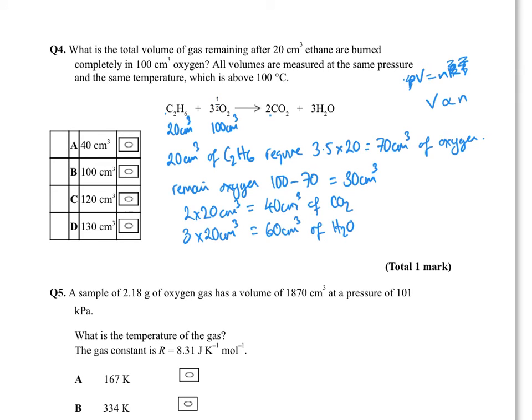We've got 1 to 2 and 1 to 3. And as we know moles are directly proportional to volume, we can just say that it's going to be 2 times and 3 times the volume. Okay, so the total amount of gas left over at the end is the remainder of the oxygen, what's been made of the carbon dioxide, and what's been made for water. So that gives us a total of 130 centimetres cubed.